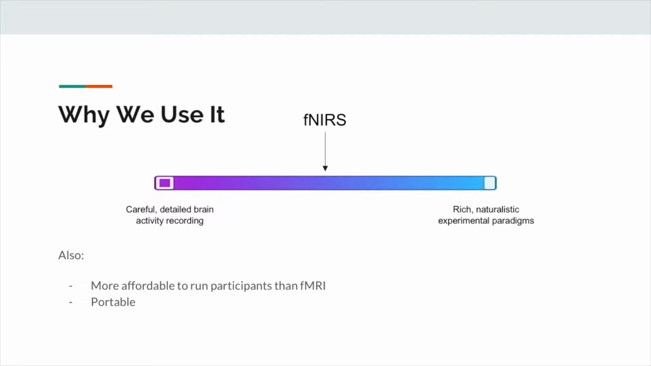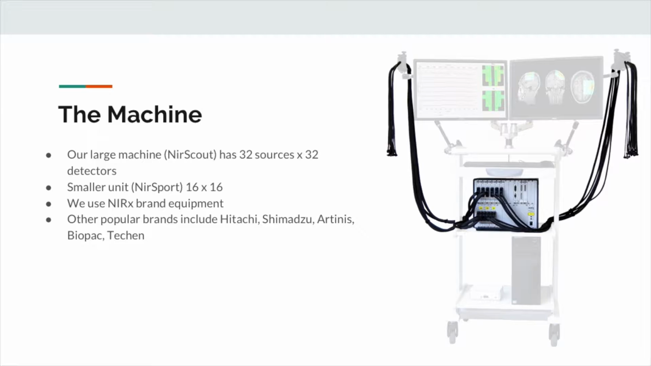It's also much more portable. As you saw in the last picture, it's just about as big as a microwave, so you can put it in your car and take it to places. With the smaller unit, the NIRS Sport, that's more textbook size, so you can put it in your luggage and take it wherever. And because it's wireless, you don't have to plug it into the wall to run it.